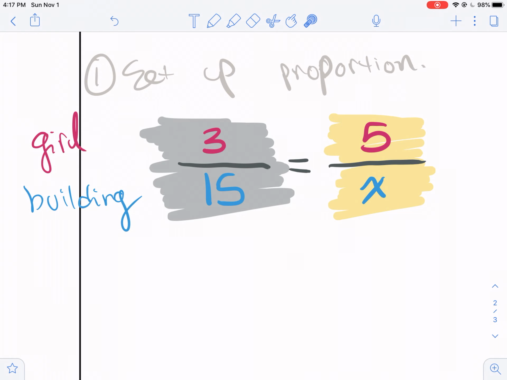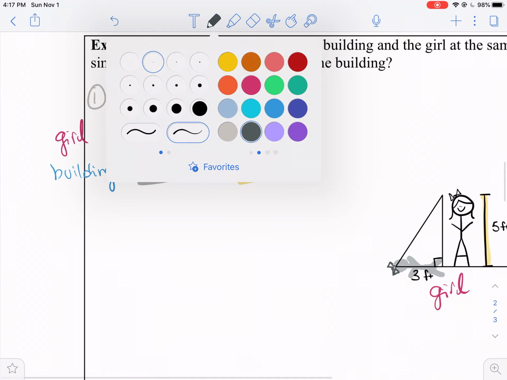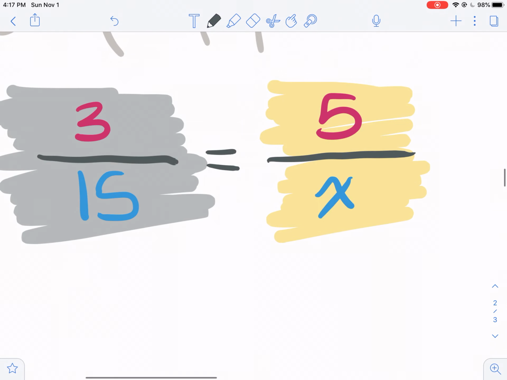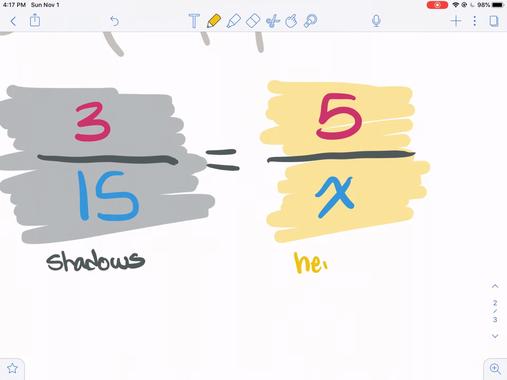Does it matter what we pick for top and bottom? It does not matter. I could have put the building both on top and the girl both on bottom. As long as they're together, that's what we care about. Also notice that the shadows are in the same ratio, and the heights are in the same ratio. So they need to go together.